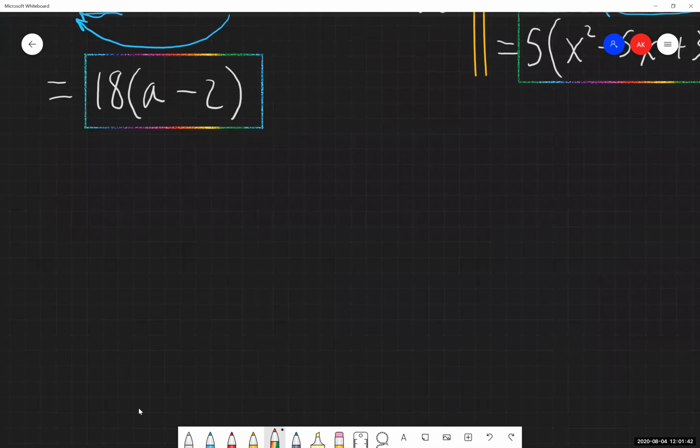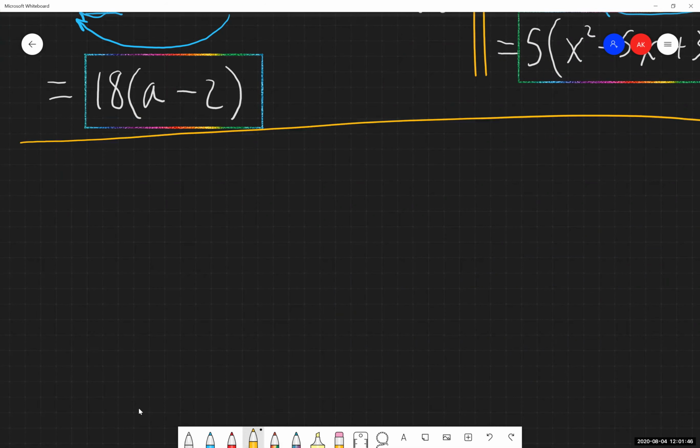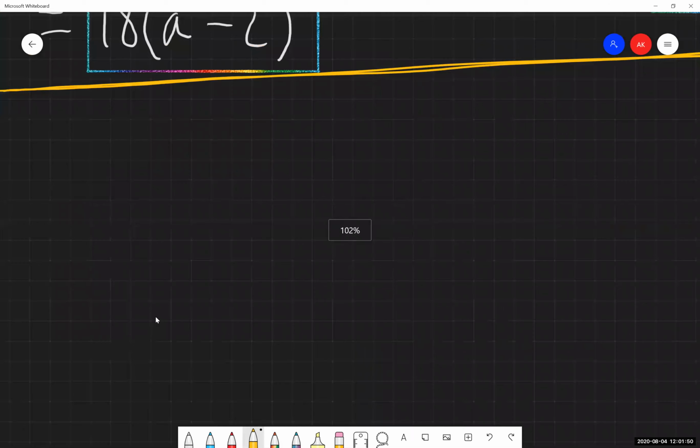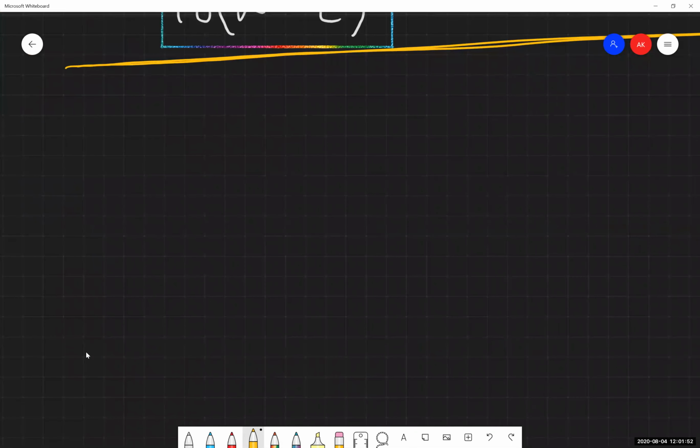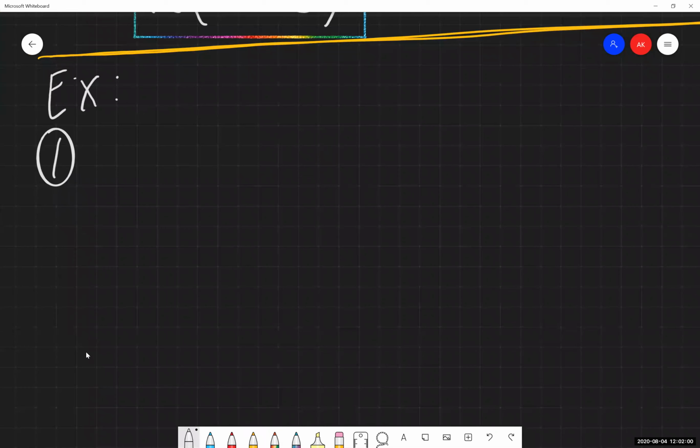Move this down here. Separate this out. We'll take a look at this. So we're factoring by grouping. Our first example is x squared plus 2x minus 5x minus 10.